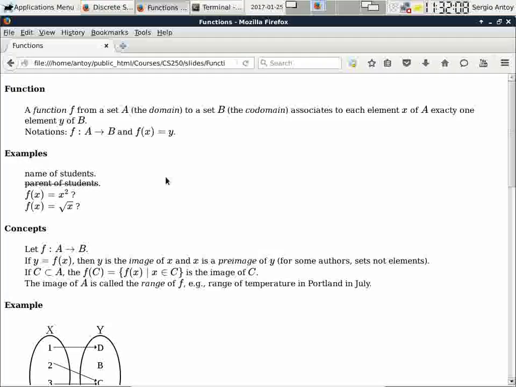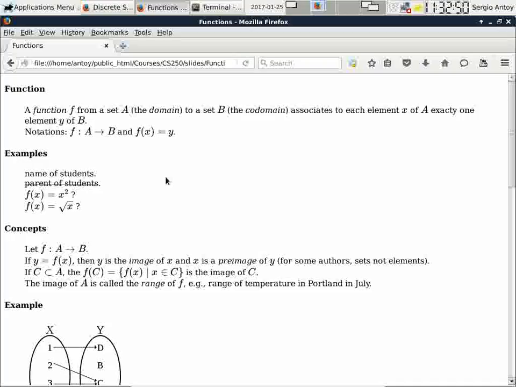A function is a correspondence between the elements of a set that we call the domain and the elements of another set that we call the codomain. It's a correspondence with one crucial property: for each element of the domain, there is exactly one element of the codomain that corresponds to it, according to this function. All right? Domain, codomain, the correspondence with this property. This is the first point I wanted to make.